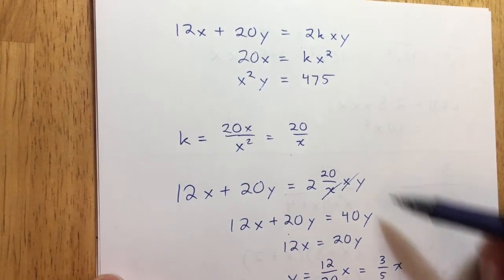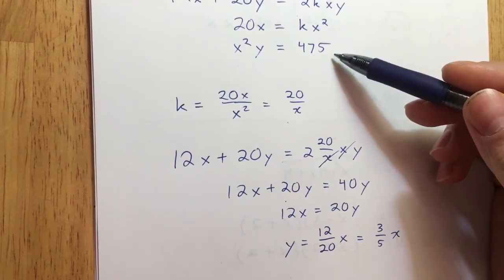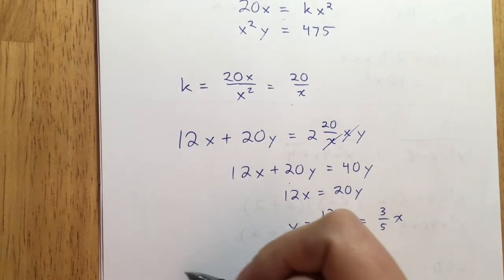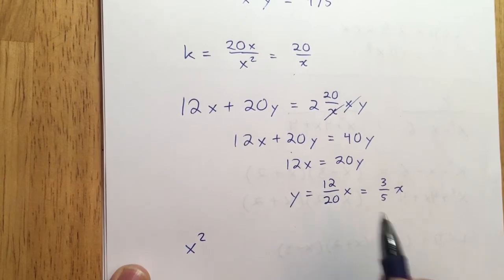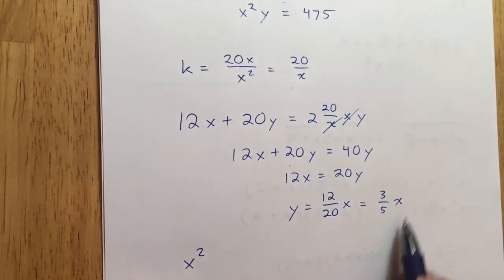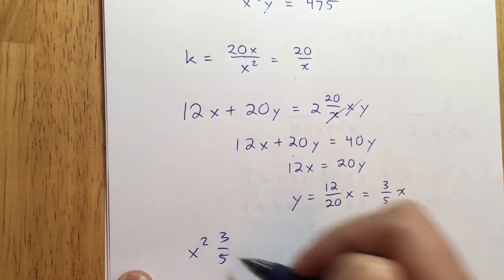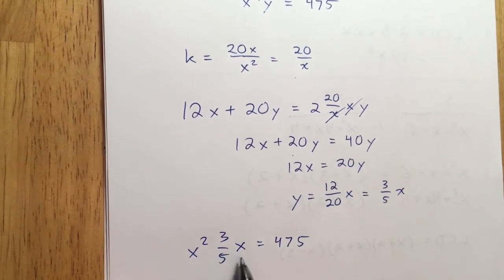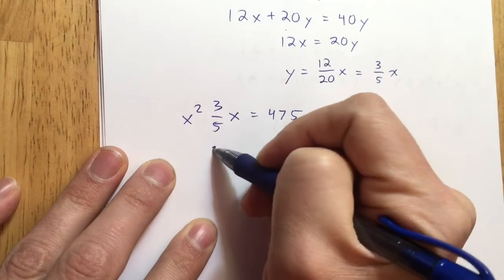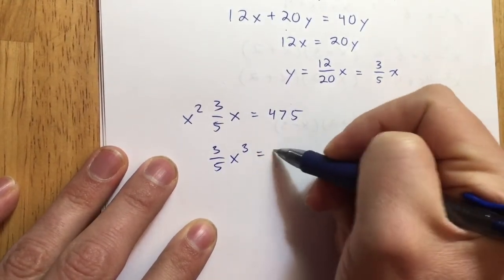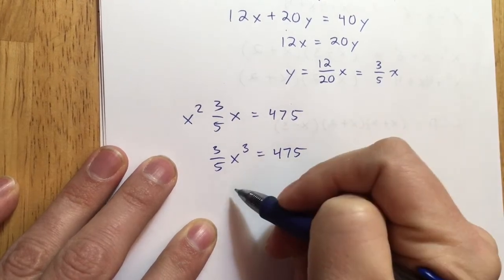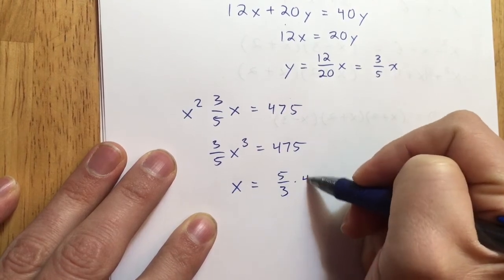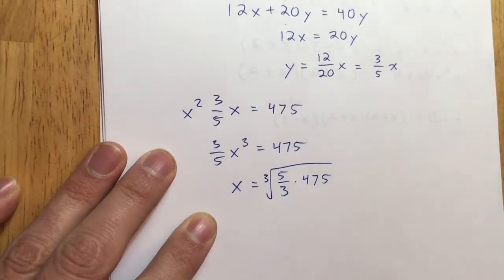Now there's an equation we haven't used yet, the third equation over here. So let's plug this in there, and then we can get a value for x, right? So plug that in up there. So we have x squared times y is 475, but in place of y, I'm going to put this. Well, this is just 3/5 x cubed. So x is 5/3 times 475 cube root, right?